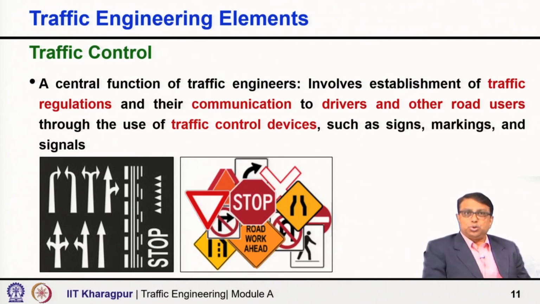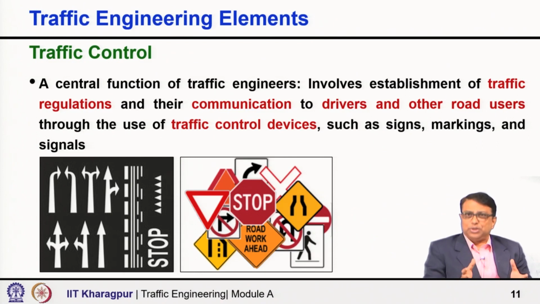Then traffic control is very, very important. It takes a central function for traffic engineers. Why? Because traffic control involves establishment of traffic regulations: how the traffic will move, which road will be one way, where the signals will be installed, where the stop sign should be given, where the speed limit should be imposed, right. All such kind of things.